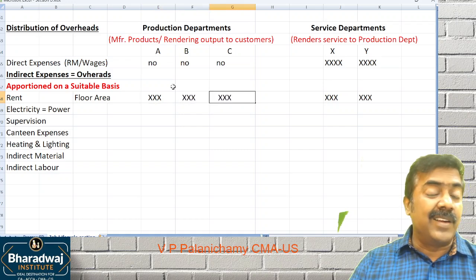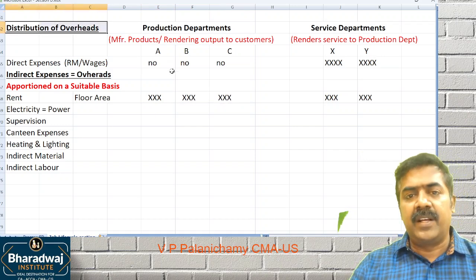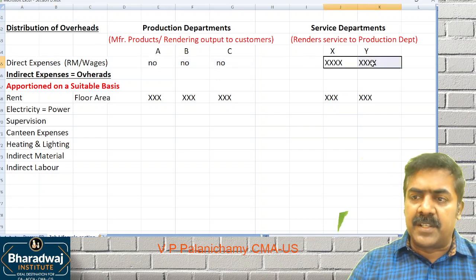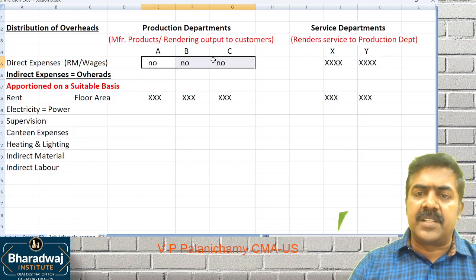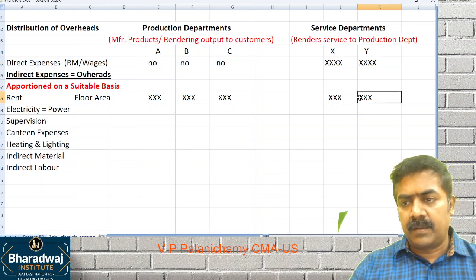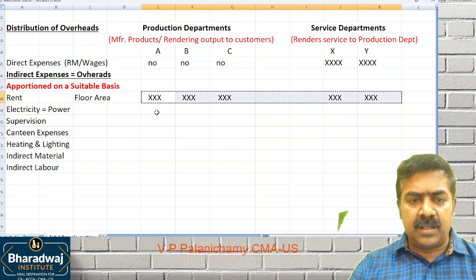Sir, why direct expenses alone you don't consider for production departments? Please remember, we are not dealing with total cost now. We are learning about which one now? Overheads only now. So direct expenses are not overheads. But direct expense of service departments are overheads incurred for which department? Production department. So rent based on floor area we apportion.